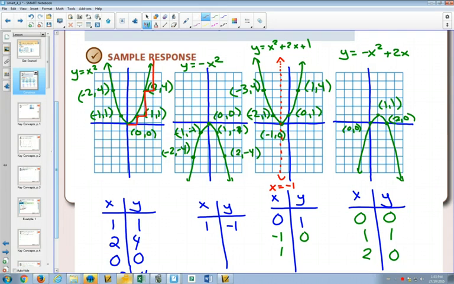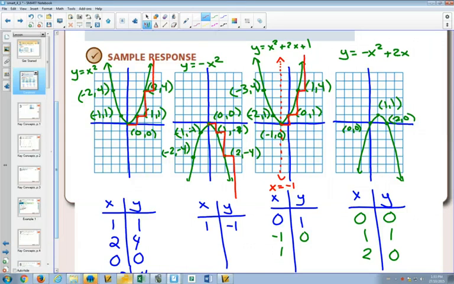So you notice in the first one how you went over 1, up 1, over 1, up 3, over 1, up 5. That happens in the second one. Over 1, down 1, over 1, down 3. If you wanted to find the next one, you could go over 1, down 5. It happens in the third one. Over 1, up 1, over 1, up 3.